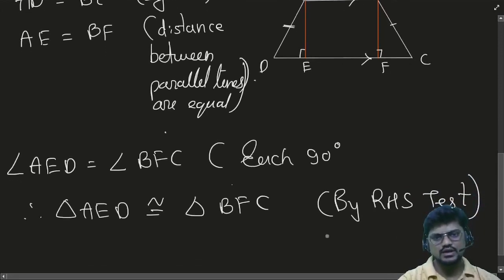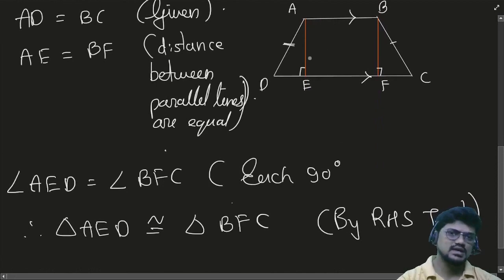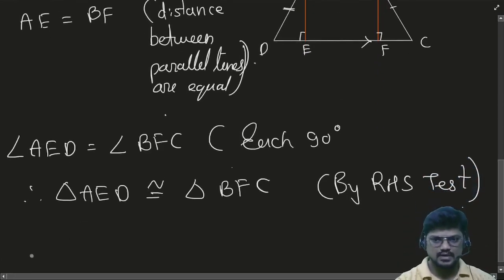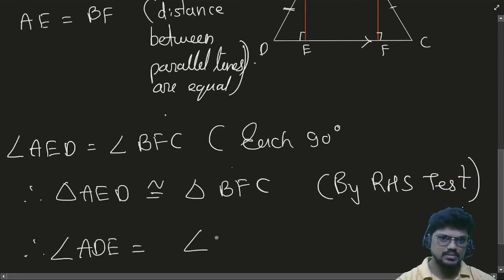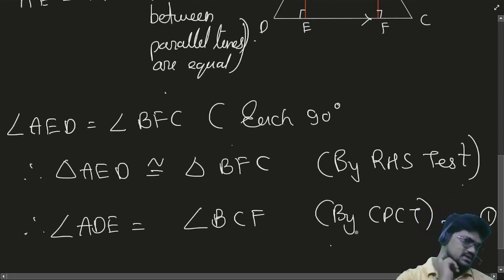Okay, and if these two triangles are congruent, then what do you need to prove? Then can I say angle ADE will be equal to angle BCF? Yes, angle ADE is equal to angle BCF by CPCT. Let's say this is 1.